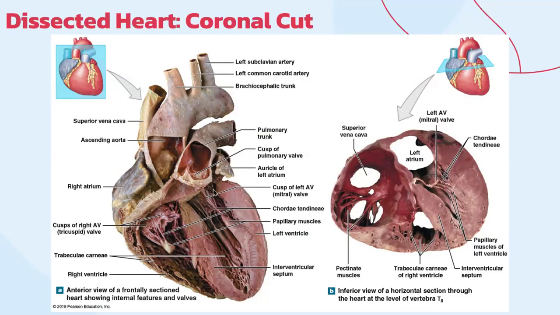It is also known as your bicuspid valve. One great way to remember the difference between the tri versus bicuspid valve is try the clothes on before you buy them. So try before you buy, meaning that the tricuspid valve comes first and then it's the bicuspid valve on the left side.